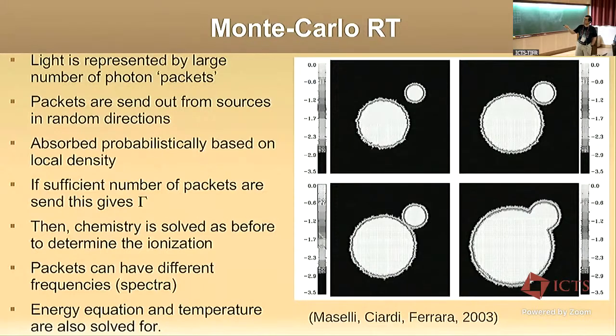You have two sources. They expand the HII regions. They merge the ionized regions, and then you get this total region. And of course, in 2003, computers were a lot slower than they are now, so this was a significant achievement at the time. It's still used, of course, as a much better code now.